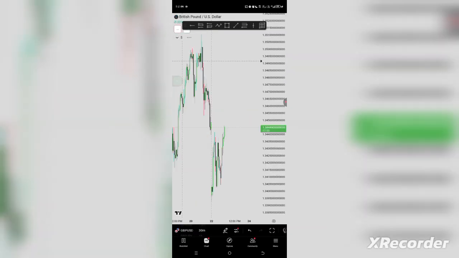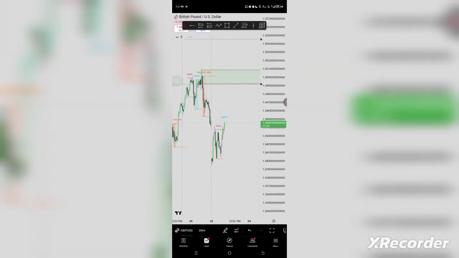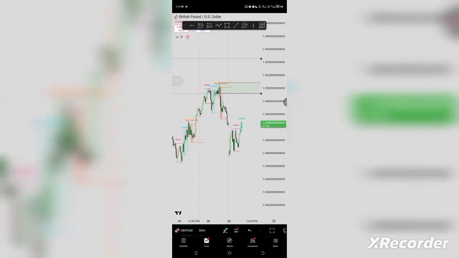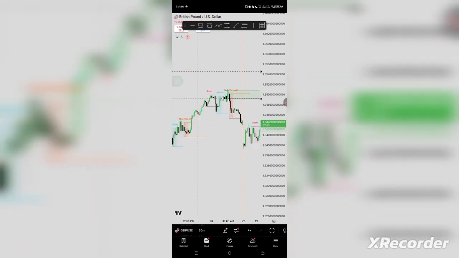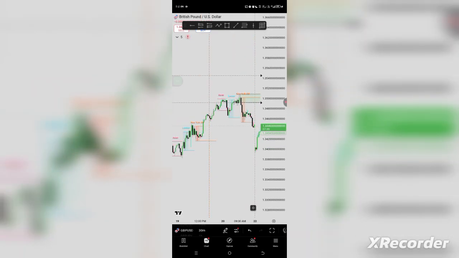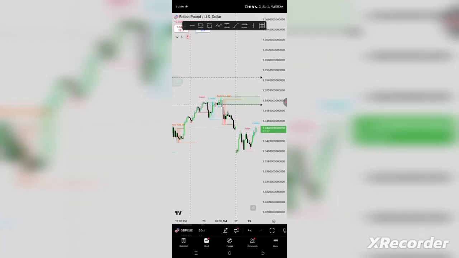So I go to GBP USD. I don't really trade GBP USD. I don't trade too many pairs. I tend to focus on one and master it. I think that's one of the things I've learned so far.